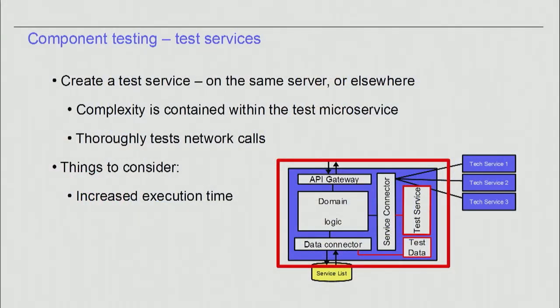It also thoroughly tests your network calls. So the way we set it up in our application is we have our test service start up, and we access it via REST requests in exactly the same way that we would all of our other services. We don't call it directly, we just go via REST. So we really are testing the network calls. The downside is that obviously you're now starting up a server to run these tests. You don't get that fast feedback. There's the increased execution time.